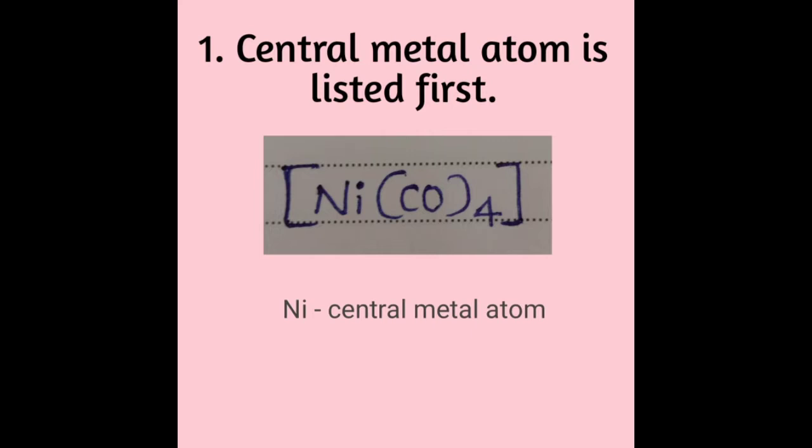You can see here an example, nickel tetracarbonyl. Inside the square bracket, that is in the coordination entity, what is written first is the name of the central metal atom, that is nickel. So, in this way, you should sort out the name of the central metal atom first from the given name of the coordination compound, and the formula of that central metal atom should be listed first inside the coordination sphere or coordination entity.